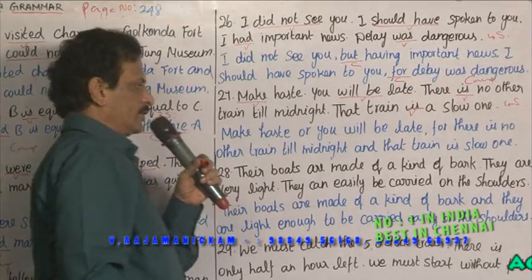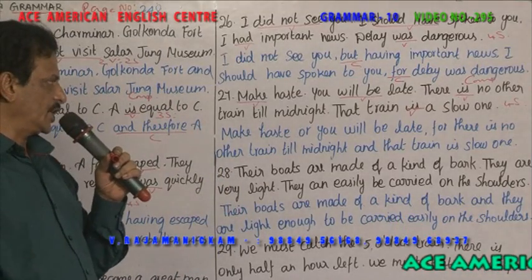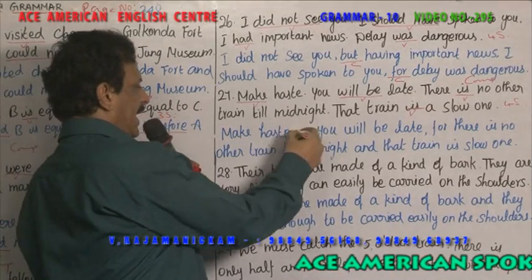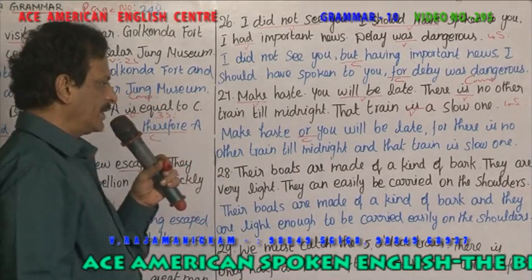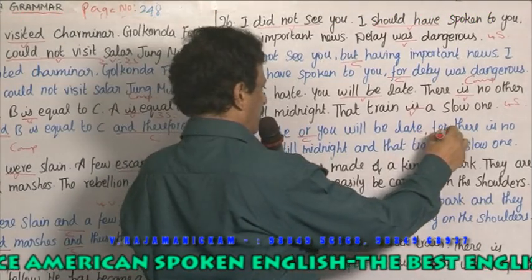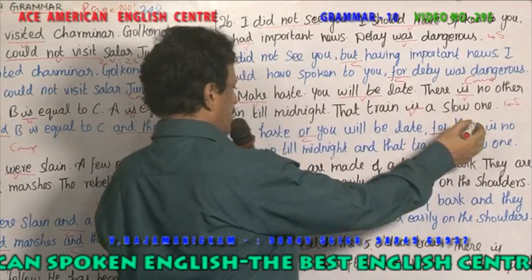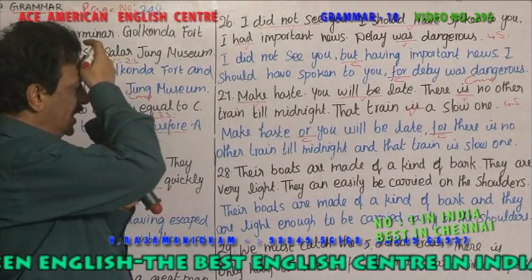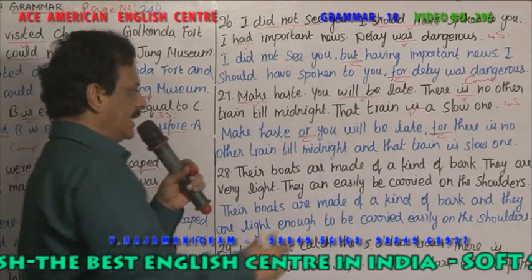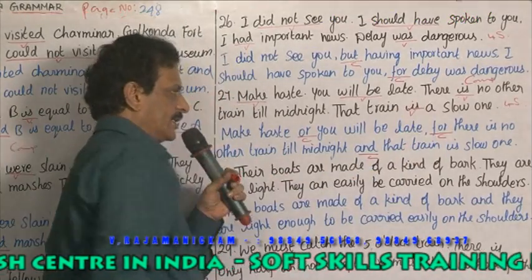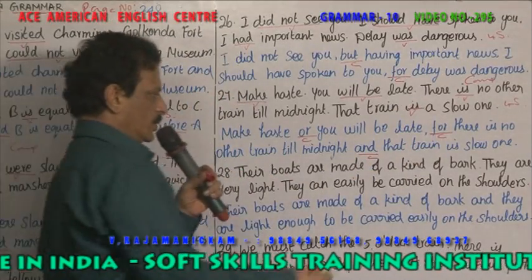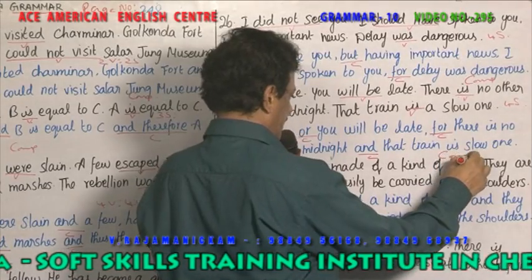So how do you connect all these 4 sentences using conjunctions? Say, make haste, or you will be late. Or is a conjunction. For there is no other train. For is one of the conjunctions. There is no other train till midnight, and that train is a slow one. So 3 conjunctions we are using to connect these 4 sentences. So this becomes a compound sentence.